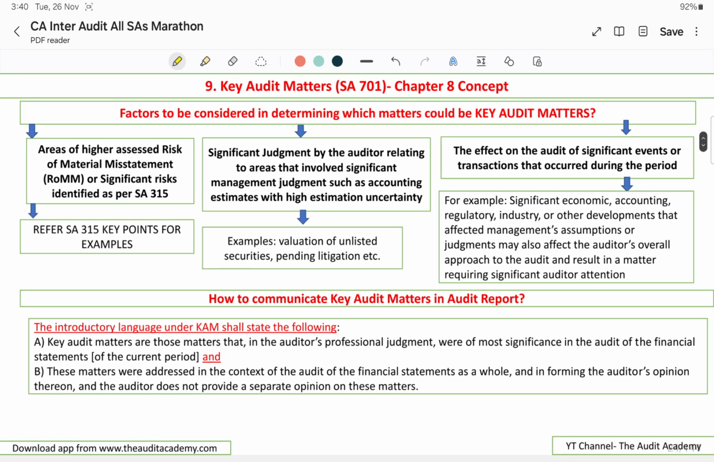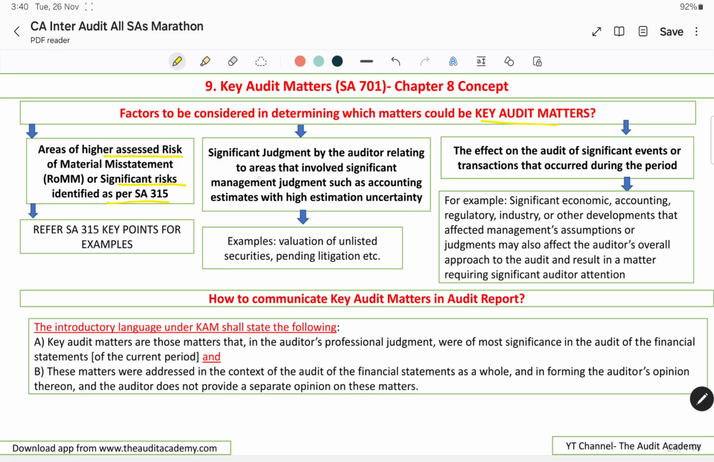Factors to be considered in determining which matter could be a key audit matter. Areas of higher assessed risk of material misstatement or significant risk identified as per SA 315.